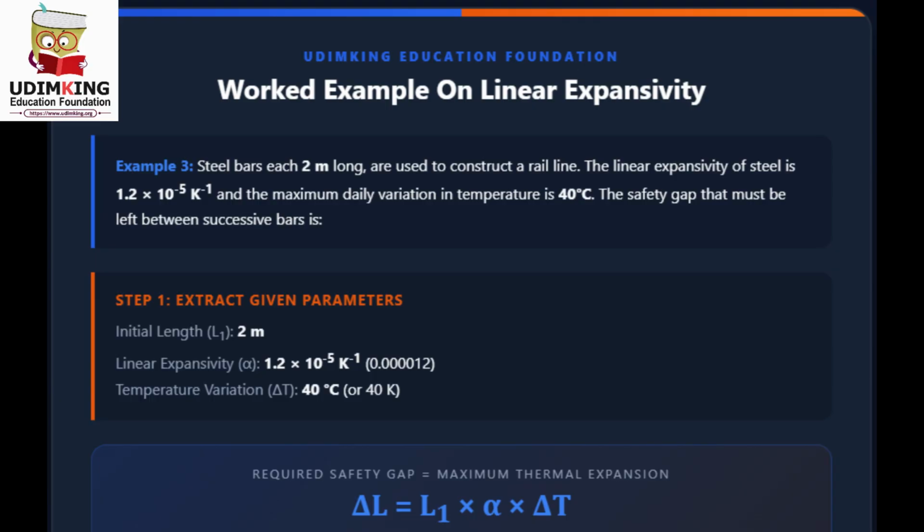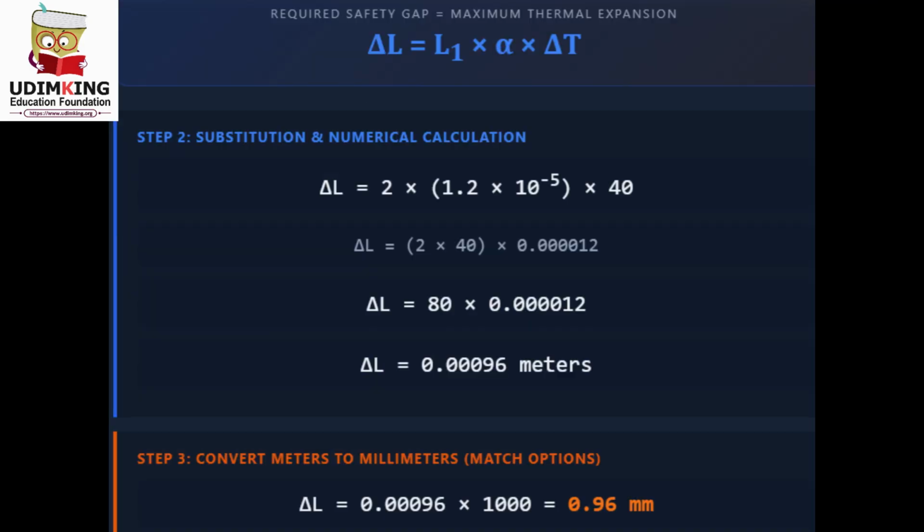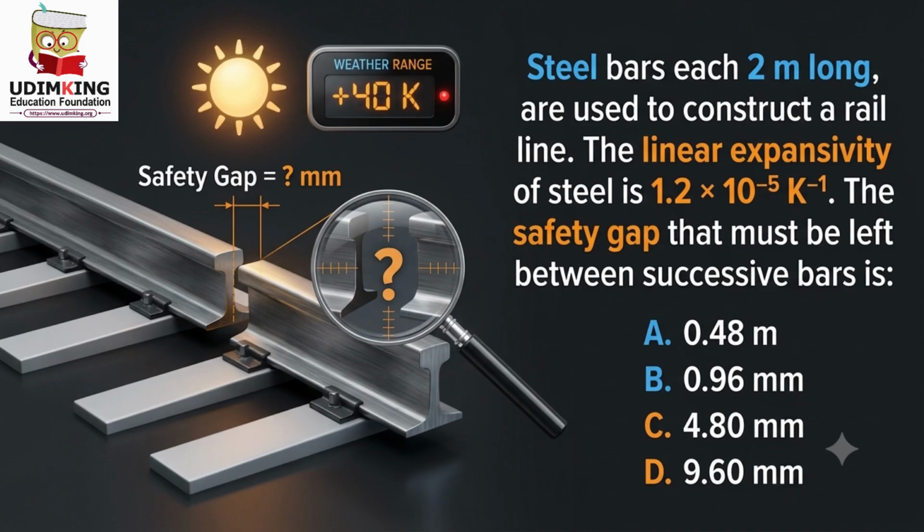Let's substitute our known parameters. We multiply our initial length of 2 meters by our linear expansivity constant 0.000012 and then multiply that by our temperature variation of 40. To make the math simple, let's multiply the whole numbers first. 2 times 40 gives us 80. Now we multiply 80 by 0.000012. When you calculate that, you get a final expansion of 0.00096 meters.